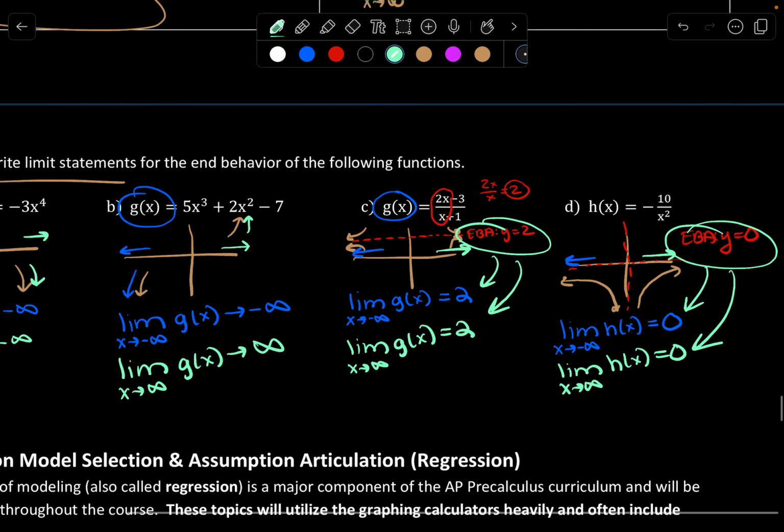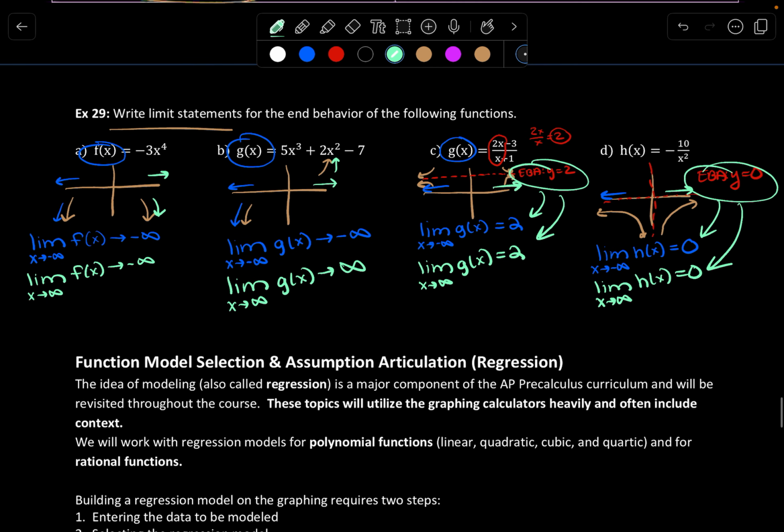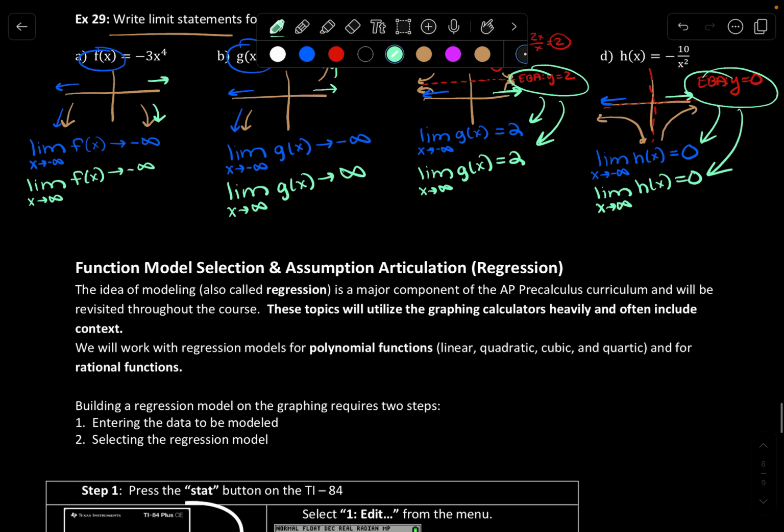Cool? All right, that's the extent of the limits for this unit. We will see them more in the next unit, and then the next video will be on regression. Hope this helps.